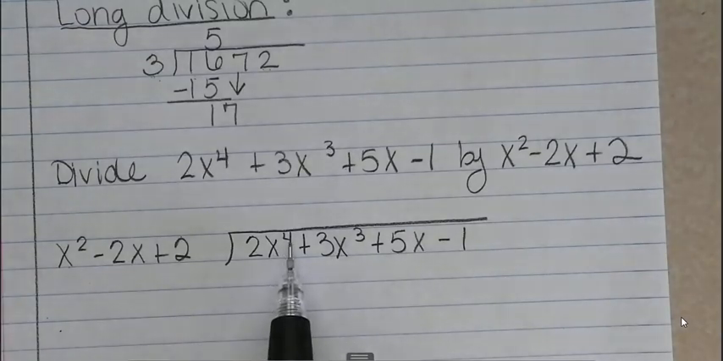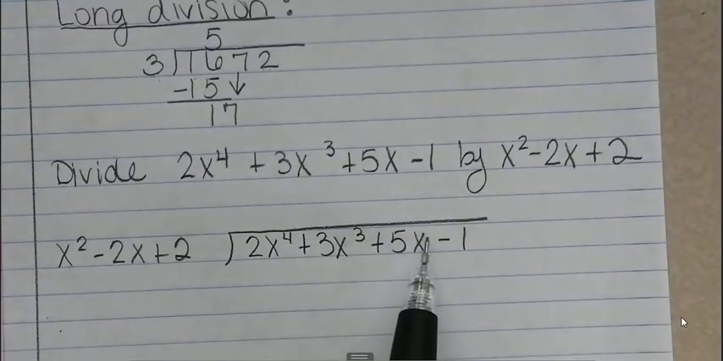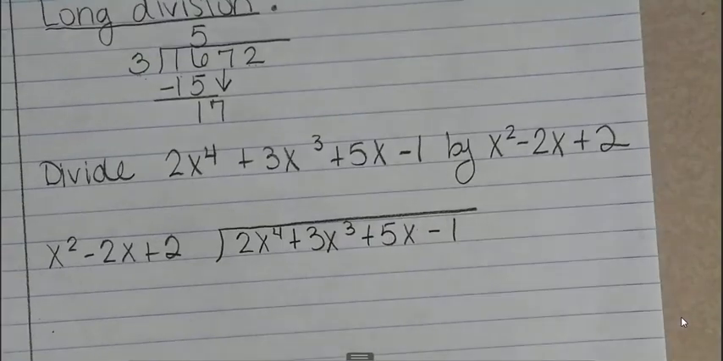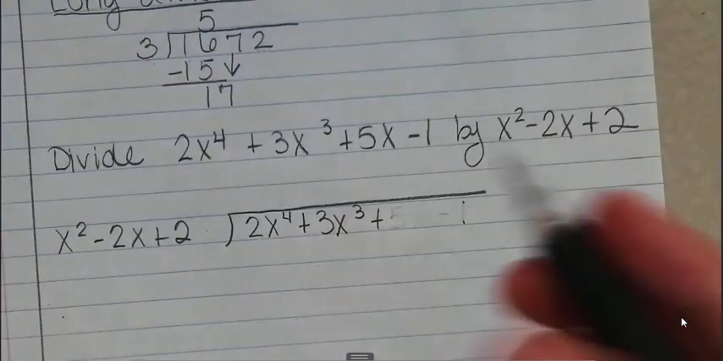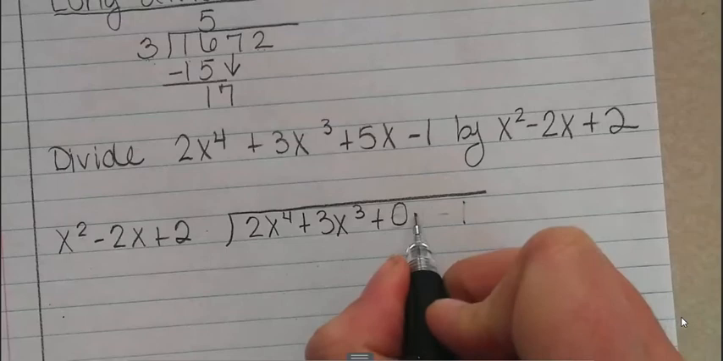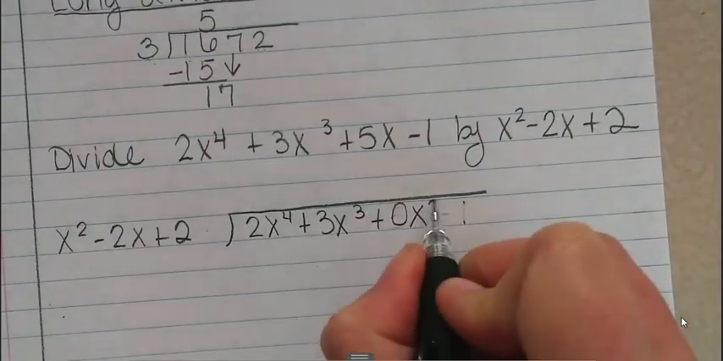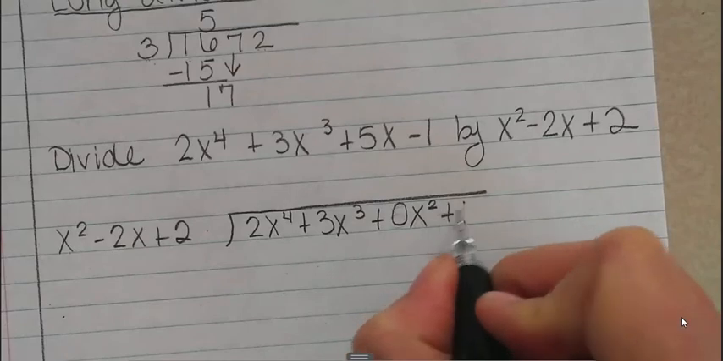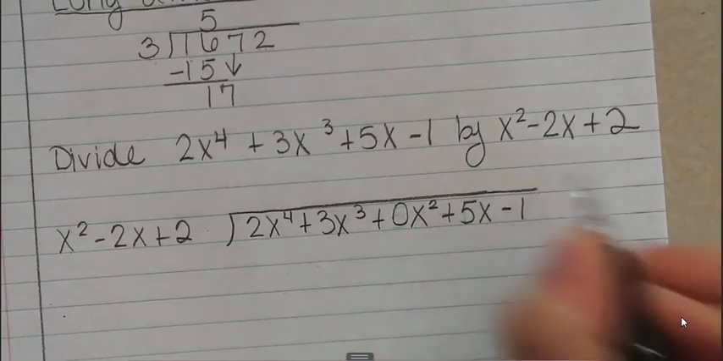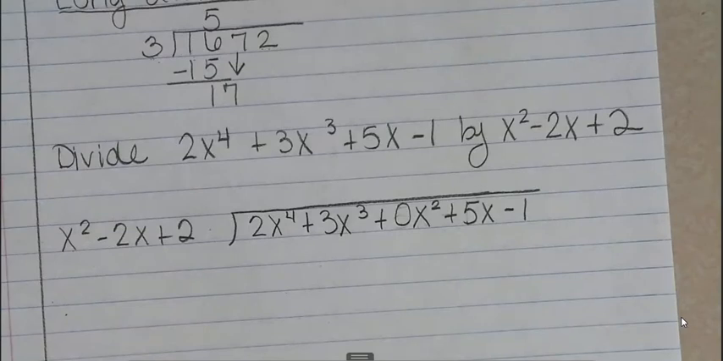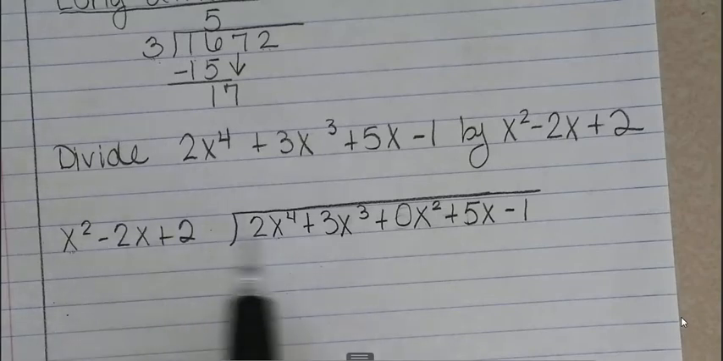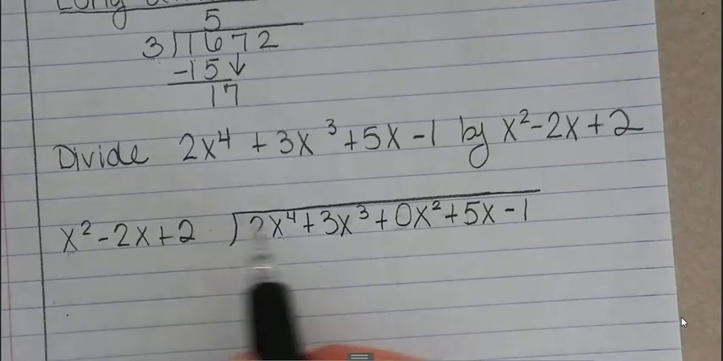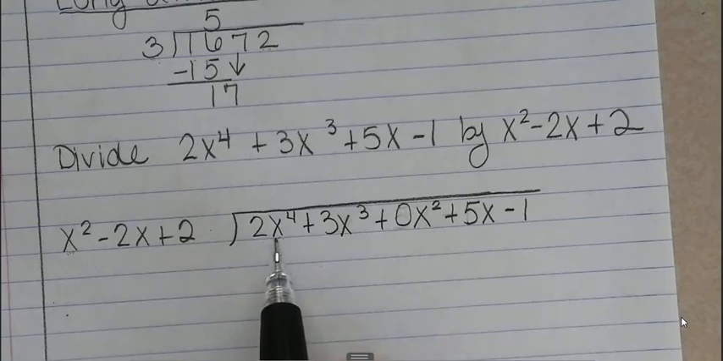Well, notice how I go from x to the 4th, x to the 3rd, x to the 1st. So I'm missing a term, correct? So I need to put in a 0x squared. Then I'll continue with the rest of my terms. Plus 5x minus 1. Okay, so again, I'm going to just look at the first term, the leading term in both of these. And I'm going to ask myself, x squared times what will give me 2x to the 4th? Okay, and that's going to be 2x squared.